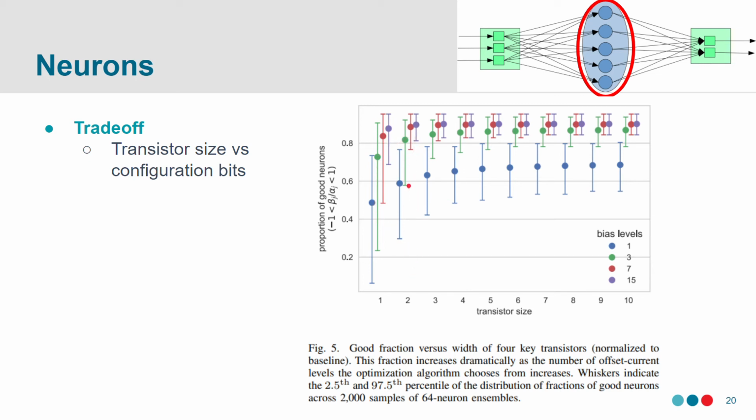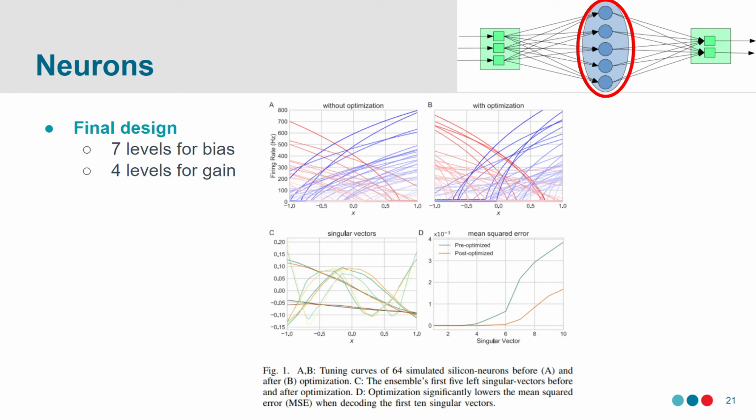And then the fun thing you can do is trade off: how much area do I need in order to implement these bias levels? How much area do I need in order to make my transistors bigger? But this gives you a target, where my metric is how many good neurons I am going to have. The eventual design ended up being 7 levels for bias and 4 levels for gain.